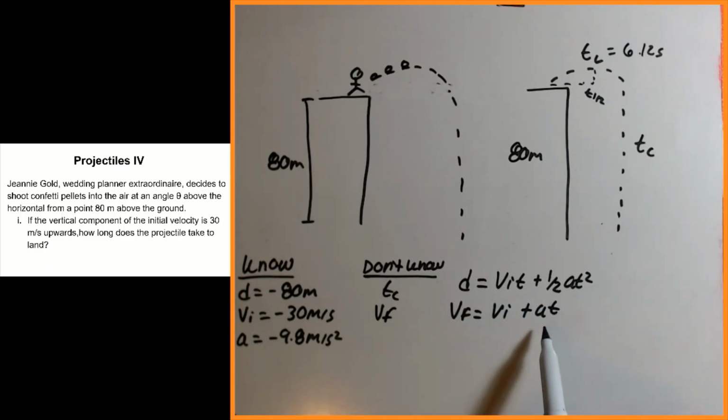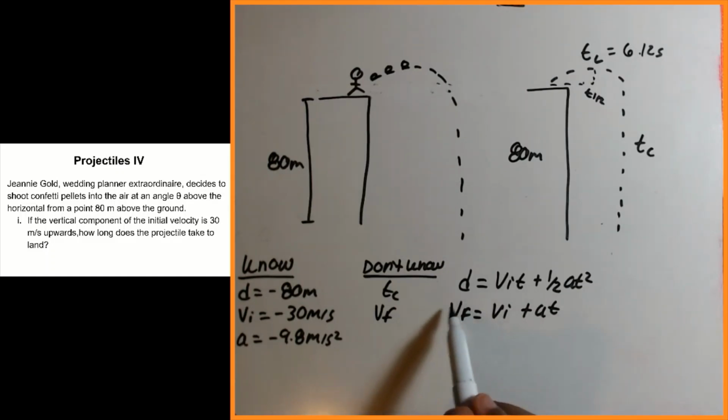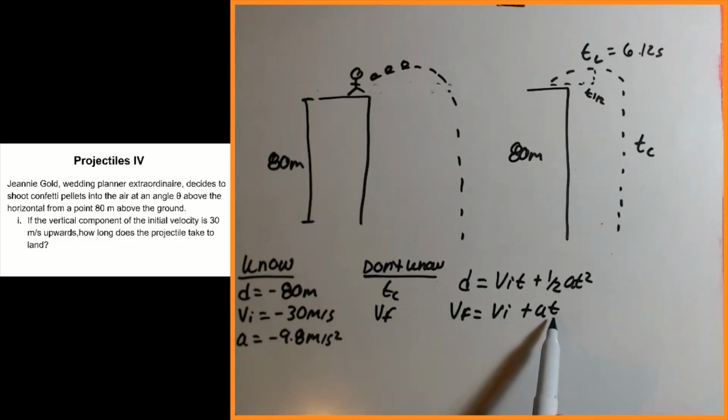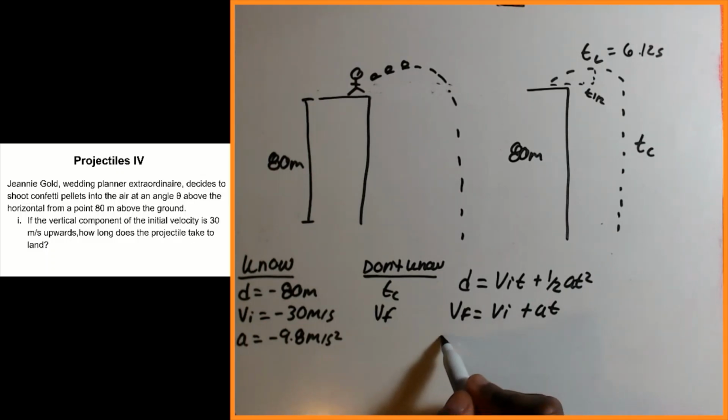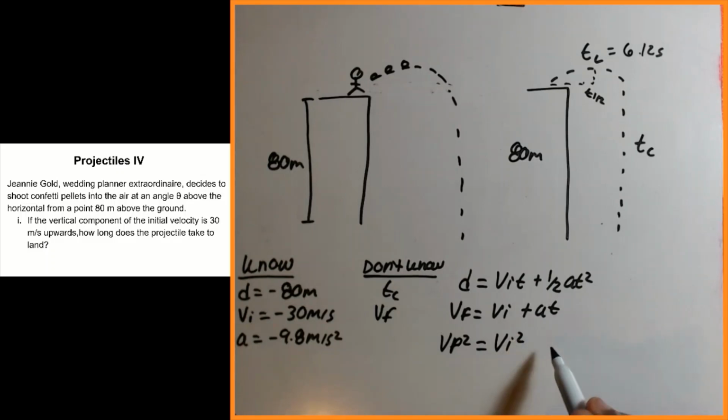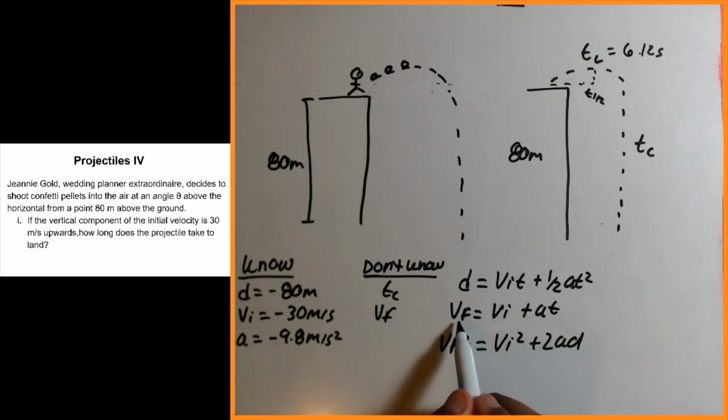If we go through this, we have VI and we have A, and T is what we're trying to find, but we don't have VF. So we have to figure out VF, then plug that into here and solve for T. The only remaining formula is this: VF squared is equal to VI squared plus 2AD. So we can solve for VF using this formula and then plug that into the other one. Let's go ahead and do that.